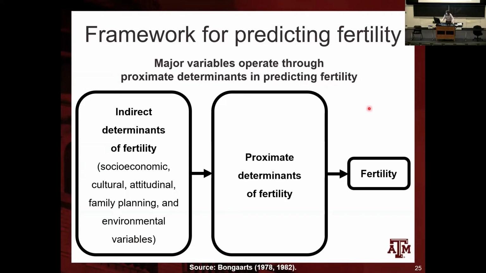And these factors that closely explain why women have fewer children over time are influenced by the indirect determinants of fertility. This diagram here is from studies by John Bongaarts, one of the main demographers dealing with fertility issues. We're trying to understand what are these general factors that affect these proximate determinants of fertility, and then these factors will affect fertility itself. So what are those proximate determinants of fertility?